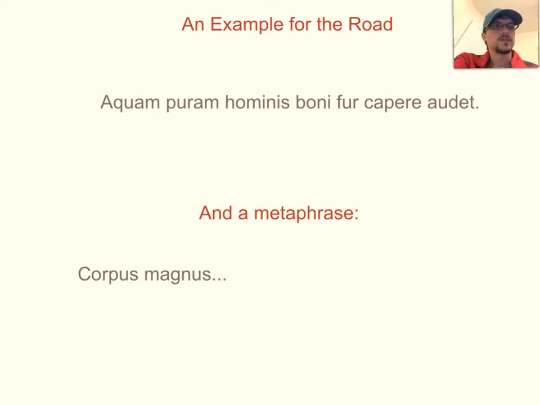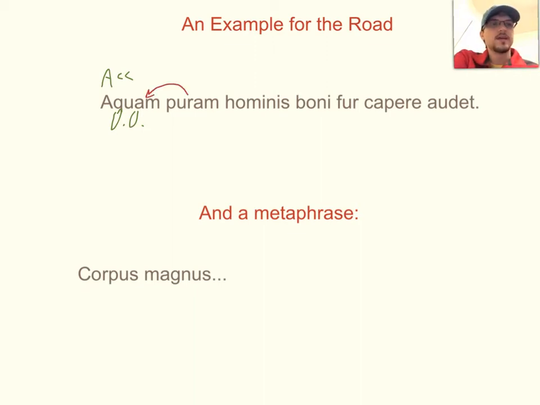I figured we'd have an example of a sentence and an example of a metaphrase before we conclude this video, so let's walk through this one together. We immediately start with aquam. We notice that it's accusative, so we can label it such, and we can probably say that it is the direct object. We see puram. Now we know puram is an adjective from our dictionary entry, and we notice that it agrees with aquam in case, number, and gender. They're both accusative, singular, and feminine. So we're saying, well, I'm going to draw that arrow right there.